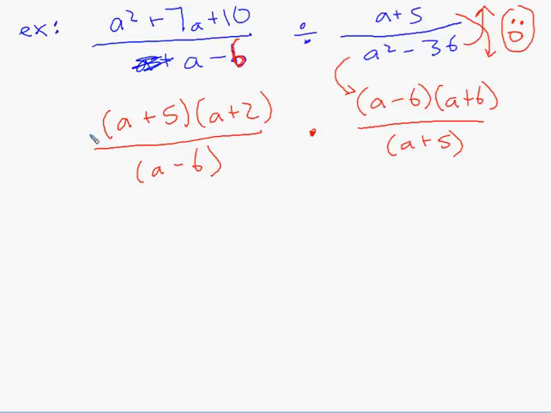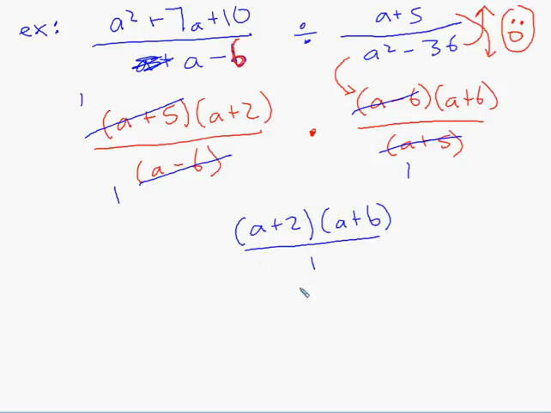Cancel the a plus 5s, and the a minus 6. Now when we cancel, remember these are technically becoming 1s, right? So in my numerator, I have a plus 2 times a plus 6, and in my denominator, a 1. So I could expand this. If I expanded it, I would get this.